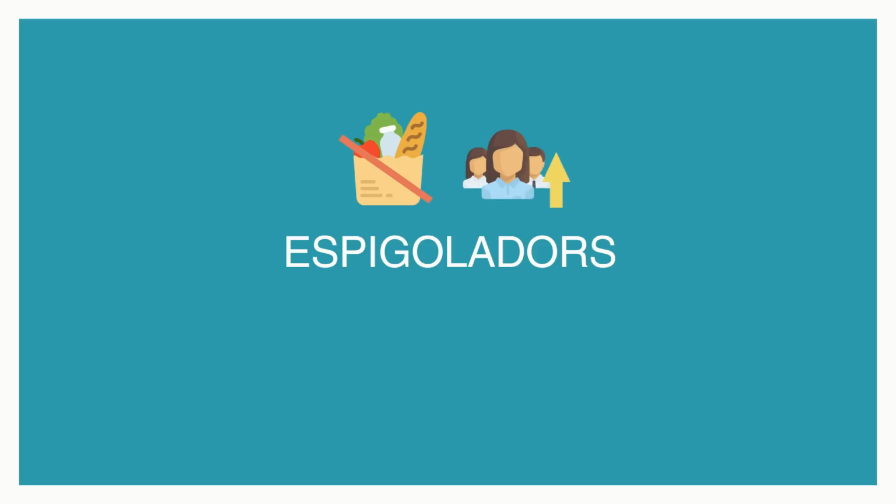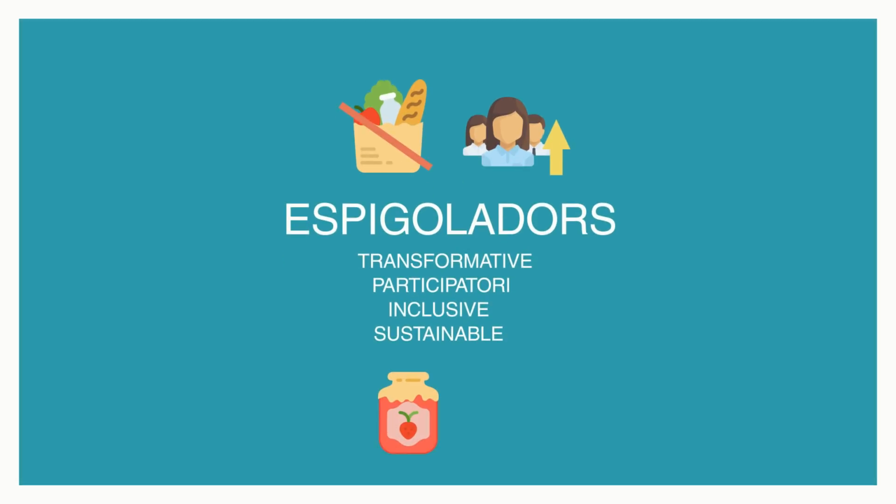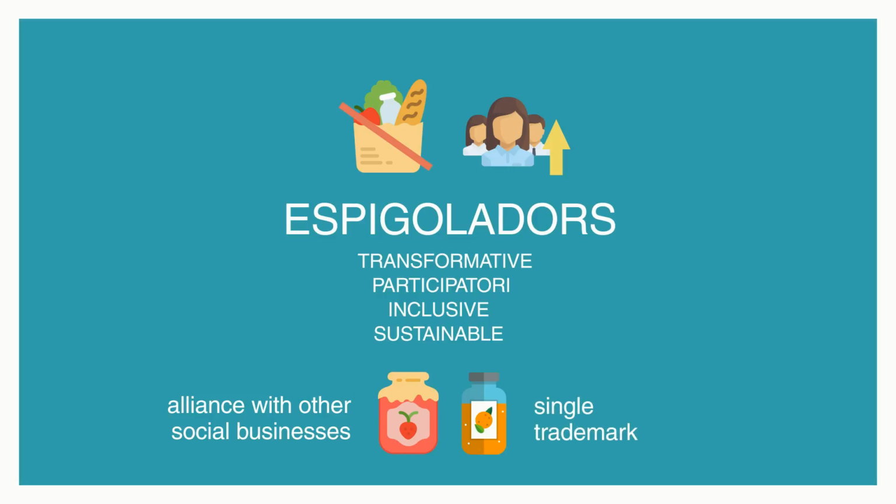We'll see now Espigulados, a social business that combats food waste while empowering people at risk of social exclusion in a transformative, participatory, inclusive and sustainable way. Espigulados elaborate jams, cream and cheeses from wasted product. To sell their products, as imperfect, Espigulados has established a strategic alliance with other social businesses that produce complementary products, uniting them all under a single trademark, generating a scale economy and benefiting all parties.